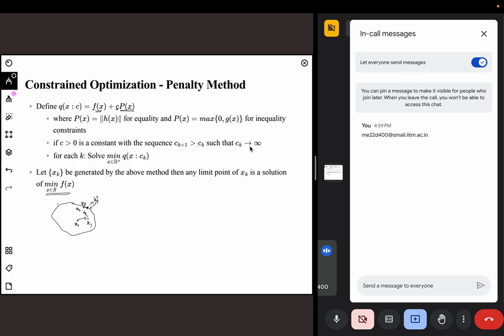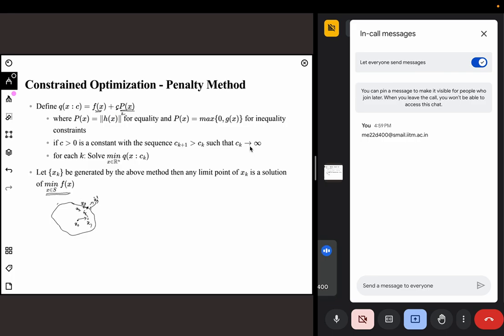So for my equality constraint, I have p of x equal to norm of h of x, or its square, or something of this sort. If this h of x is not equal to 0, this will be some finite quantity. And if this c is very high, then the only way to minimize this entire function is to make this particular p of x equal to 0, which means making this h of x equal to 0.